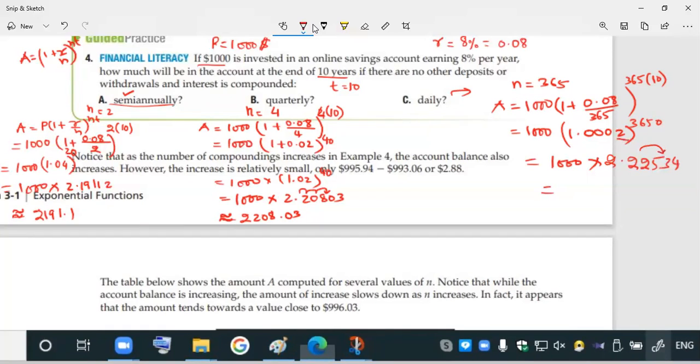Now it will move here. So the answer will be 2225.34. So it is more than 2208. This is 2225. So just see that it should be more than this one. Relatively, this is smaller than this, means this is bigger than this. This is much bigger than this, because it is compounding on a daily basis. This is compounding 4 times in a year. This is compounding 2 times in a year. So the more it is compounding, the more interest will be added.